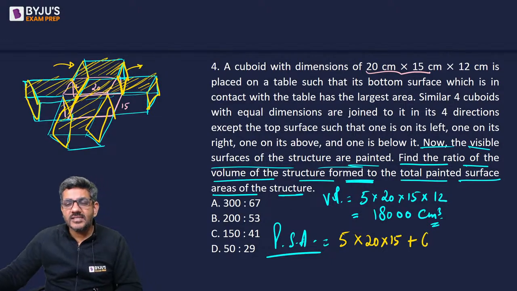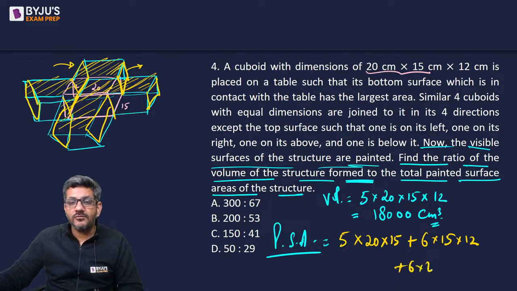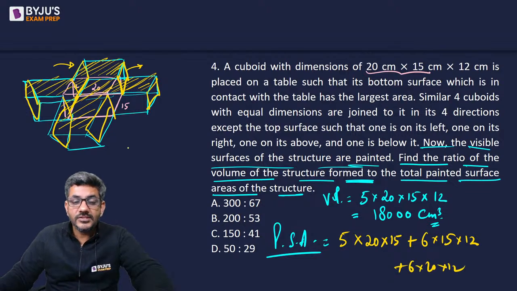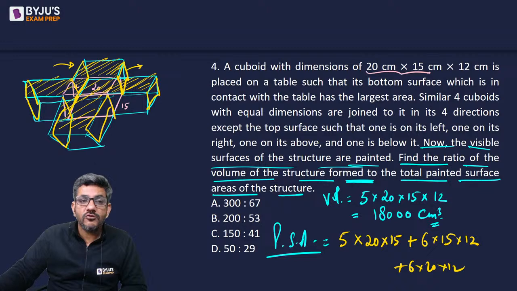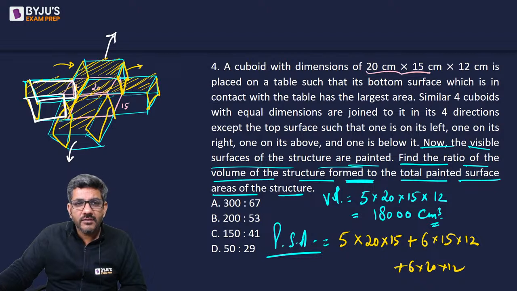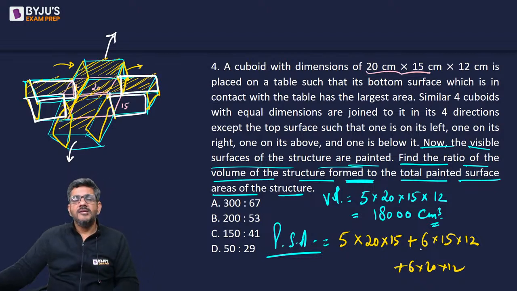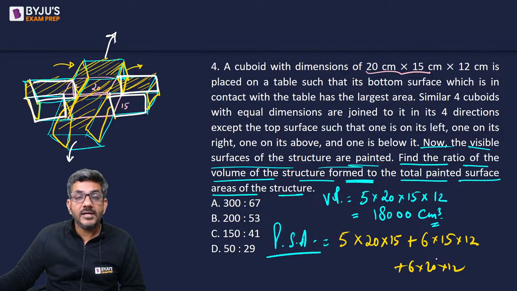So there are 6 surfaces of 15 by 12. Absolutely in a similar way, you can say there are 6 surfaces of 20 by 12 as well. Which surfaces are those? That surface is 20 by 12. This surface is 20 by 12. Apart from that, this surface is 20 by 12. That surface is 20 by 12. This surface is 20 by 12. And this surface is also 20 by 12. So there are six surfaces of 20 by 12 as well.